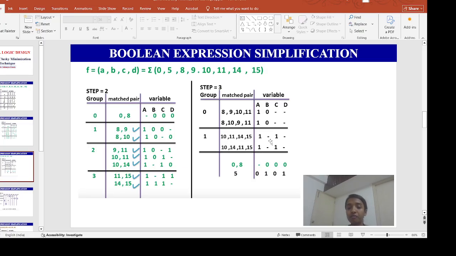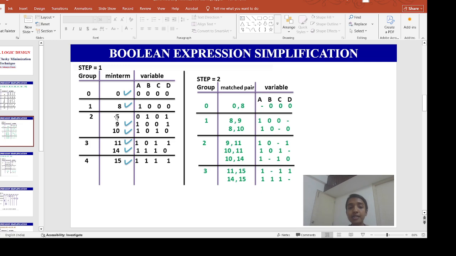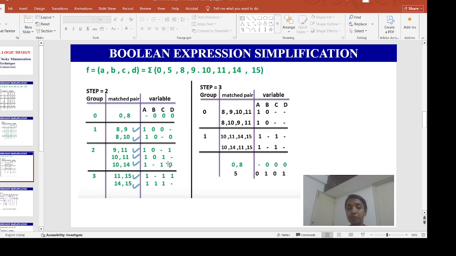Here, after grouping all this, we have found that 0, 8 is not a matched pair. So we have to write it as it is, 0, 8, and the variable across 0, 8 is underscore 0, 0, 0. We have to put it as it is. And if you remember, in step 1 we also had one min term, min term 5, that was also not a matched pair. So in step 3, we have to write that 5 also and the corresponding binary expression.